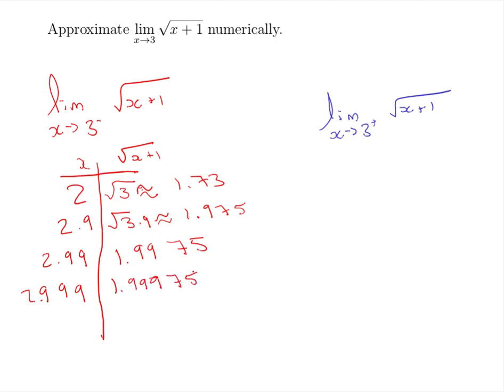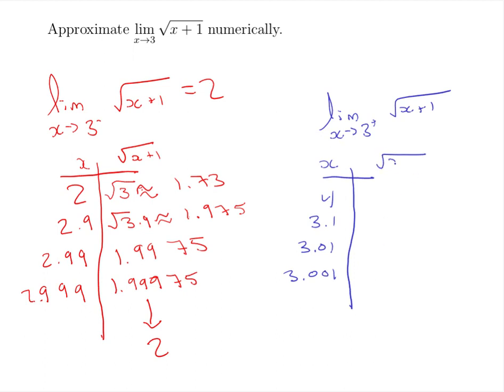We can see pretty clearly what this pattern is. It looks like these y values are getting close to 2. So we might say that the limit on the left is equal to 2. On the right, we'll do the same thing. We'll go ahead and pick some x values, but now they're going to be close to 3, but a little bit bigger than 3. So maybe we'll start with 4, and then maybe we'll say 3.1, 3.01, 3.001. And we'll again plug these into our function, and we'll see what we get.